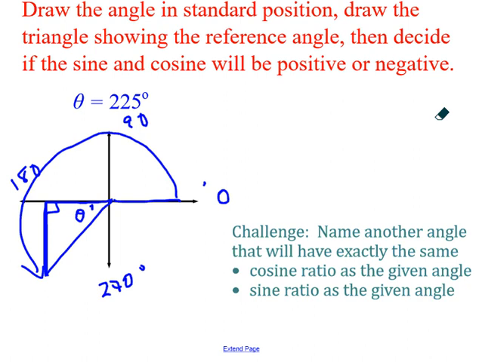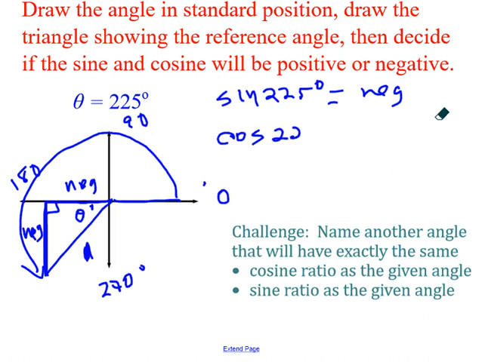So what I want to think about now, and if we're on a unit circle, this would be 1. Now, I don't know how big these sides are, but what I know for sure is that that is a negative number, and that is a negative number. So sine of 225 is going to be a negative number. And cosine of 225 is also going to be a negative number. And you can check that with your calculator. You should see that that's true.